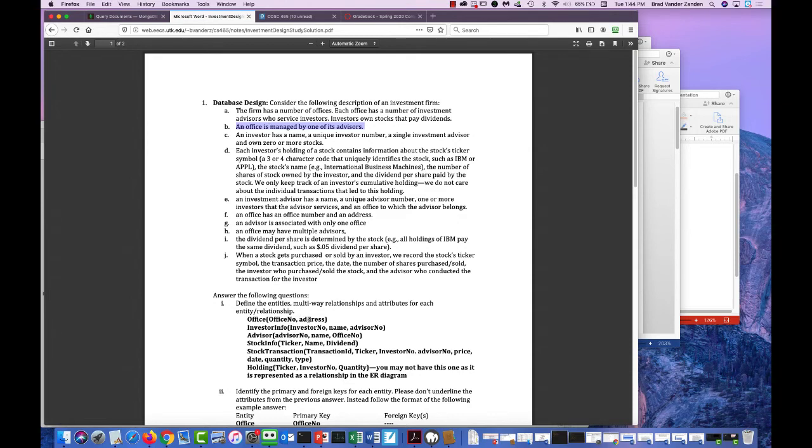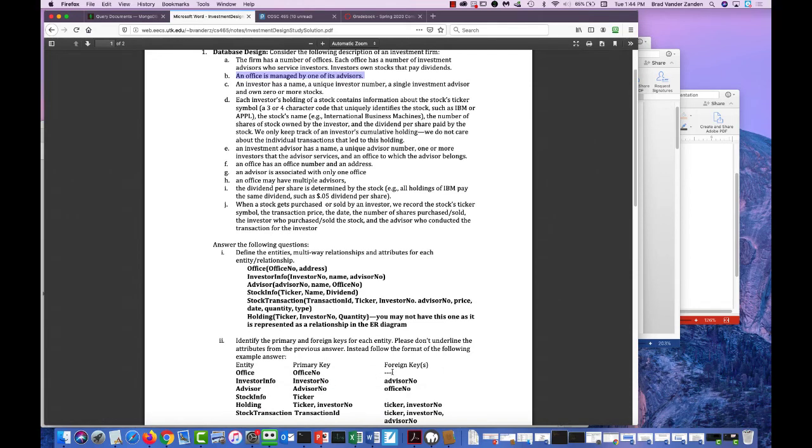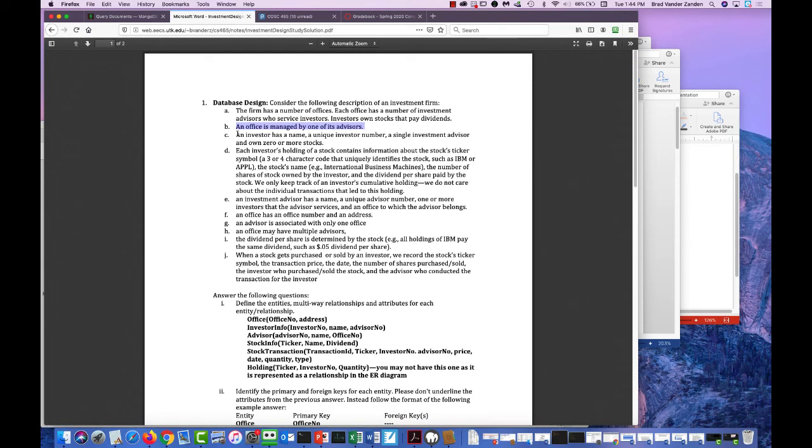So down here, office should have had an advisor number. I will fix it. There should be an advisor number right here with office. And for office, there should be an advisor number because right here, an office is managed by one of its advisors. So there was, in fact, one that I missed. An advisor manages an office. It said that an office is managed by one advisor.